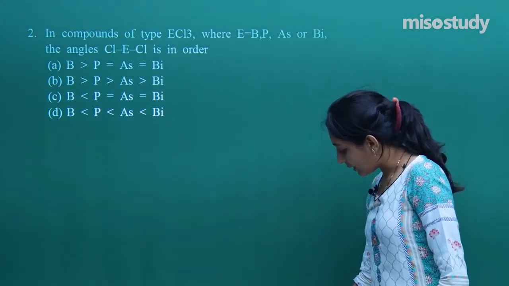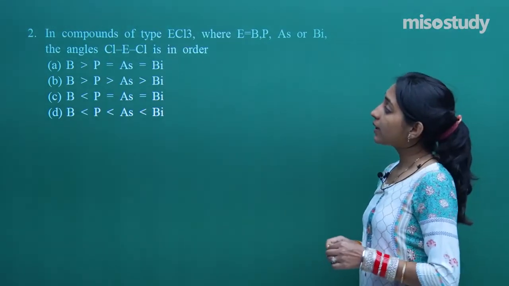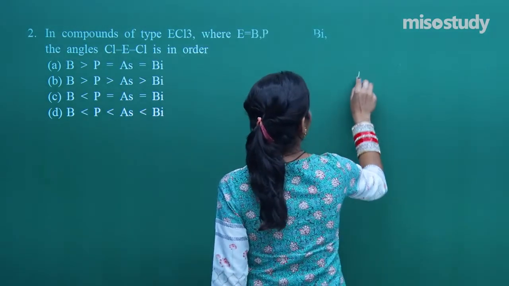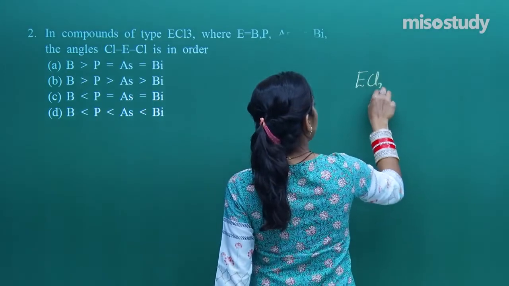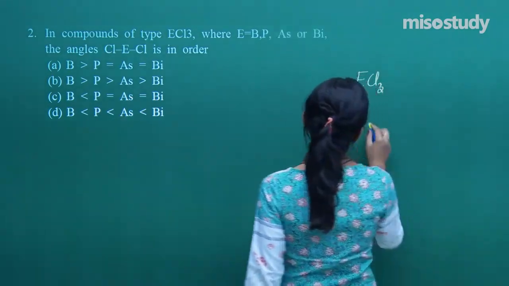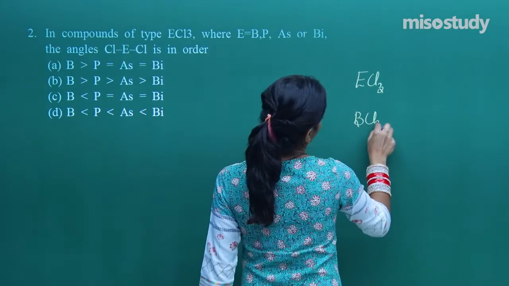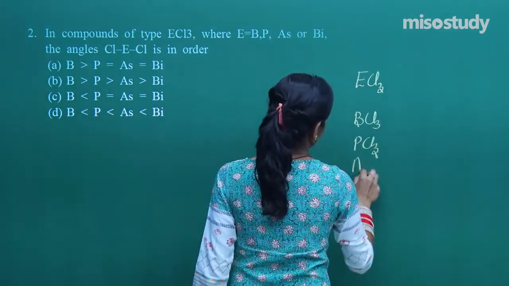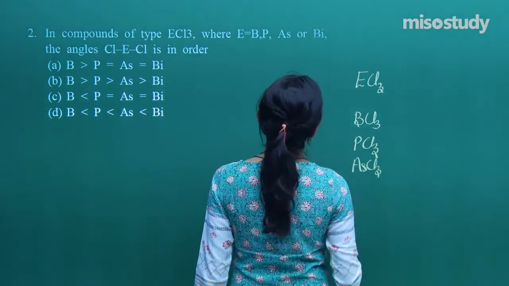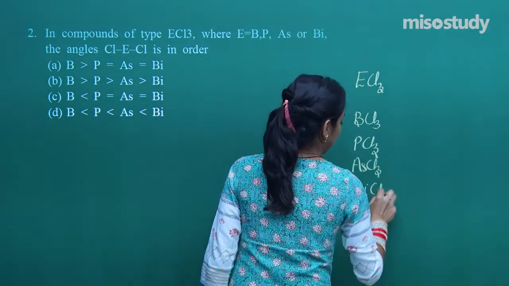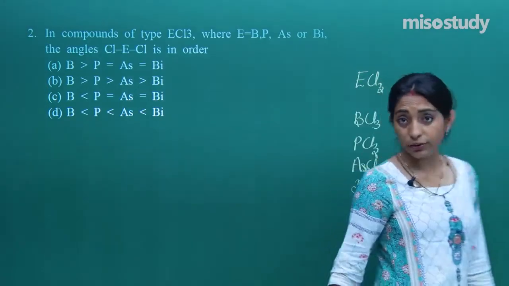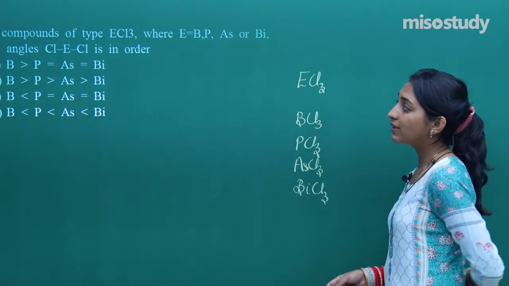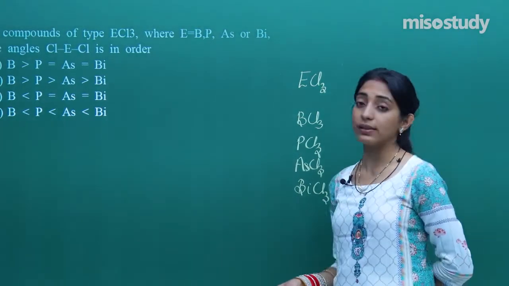The second question says, in the compounds of the type ECl3, so there is a compound written as ECl3 where E is boron, phosphorus, arsenic, bismuth. So these are the compounds that he is talking about. The angle, you have to talk about the Cl-E-Cl angle, is in the order.